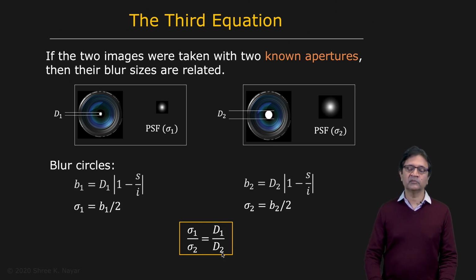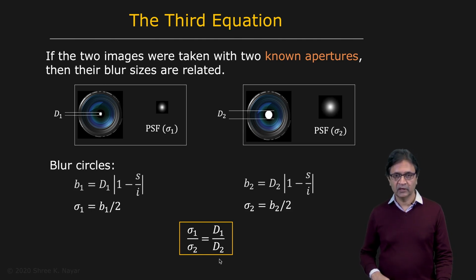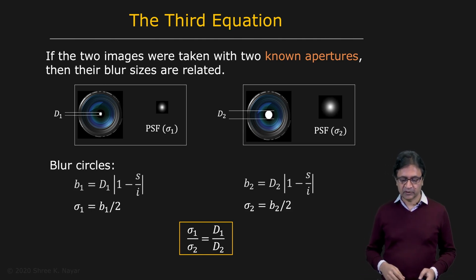So we don't know what sigma 1 and sigma 2 are, but by changing the aperture and knowing the ratio of the two apertures that you use to capture the two images, it doesn't matter which point we're talking about in the image and what the depth of the point is, we know that the ratio of the widths of the two PSFs for that point are going to be equal to the ratio of the diameters of the two apertures. Sigma 1 by sigma 2 is equal to D1 by D2. That applies to all points in the scene, irrespective of their depth.